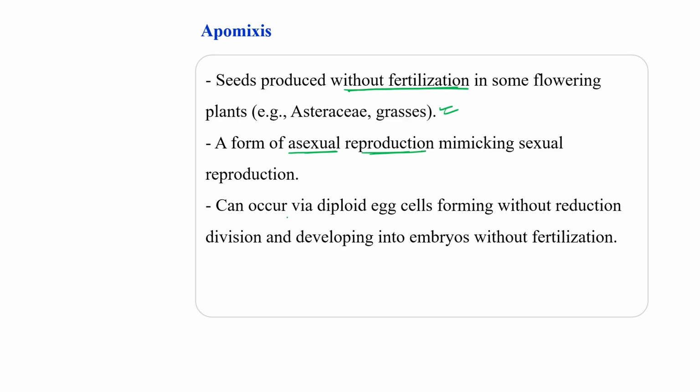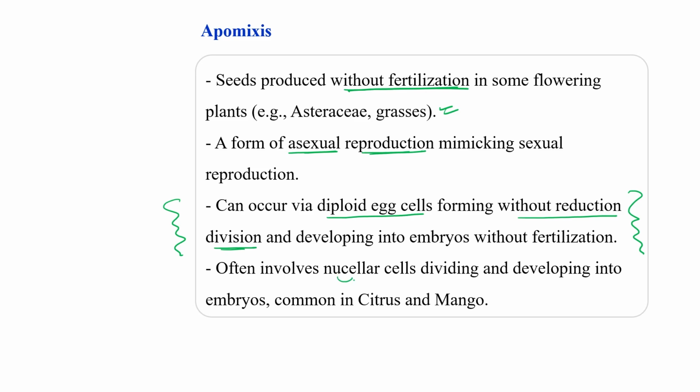Okay, this apomixis can occur via a diploid egg cell forming without reductional division and developing into the embryo without fertilization. It often involves nucellar cells dividing and developing into the embryo, and this one is common in citrus and mango. These are the examples of apomixis.